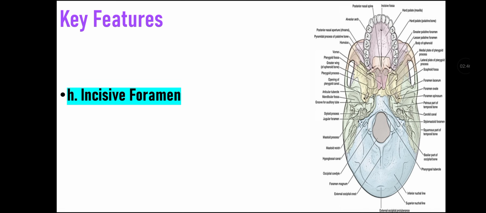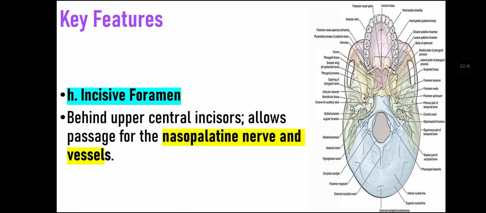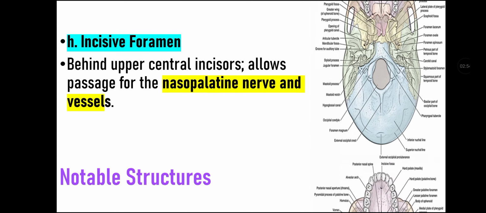Next we have incisive foramen that is behind upper central incisor, as you can see here in diagram. It allows passage for nasopalatine nerve and vessels.